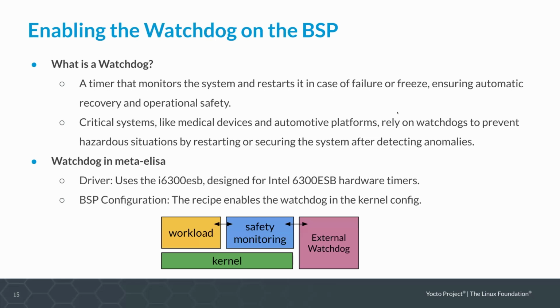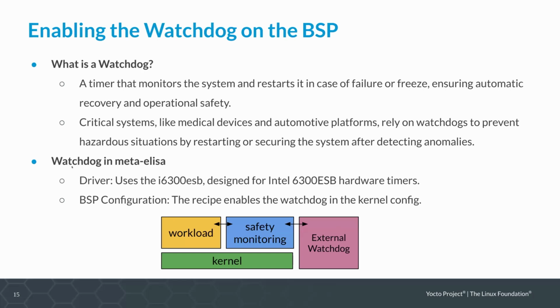So we're going to have an architecture like this. We have our kernel, we have the workload, the use case that we're doing. And then we have a safety monitoring software here that will monitor the workloads and monitor the watchdog. It will be responsible for triggering this watchdog or not, to pat this watchdog or not. So this piece will do the safety monitoring of our application.